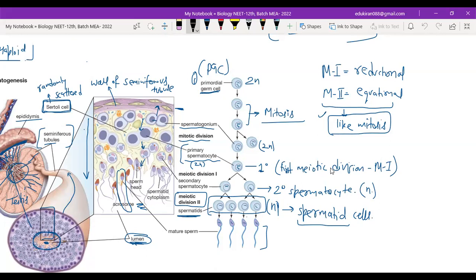After meiosis 1, only 2 daughter cells are formed and both are haploid. So primary spermatocyte undergoes meiosis 1 to form 2 daughter cells known as secondary spermatocytes, which are haploid. Then they undergo meiosis 2 to give 2 each, making 4 daughter cells in total, all haploid. So by the end of the cycle, from 1 spermatogonium, we get 4 spermatids and 4 mature sperms. Clear?